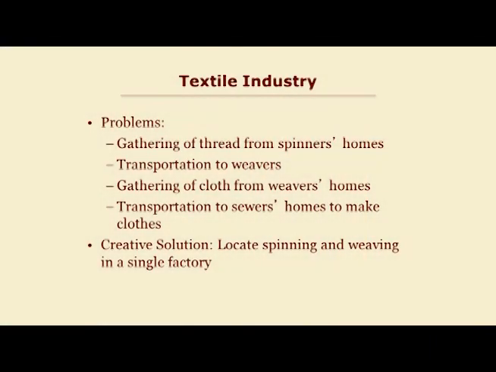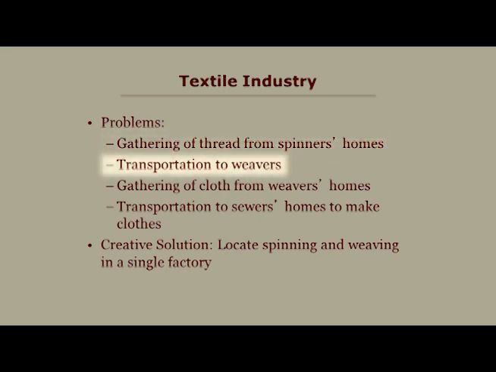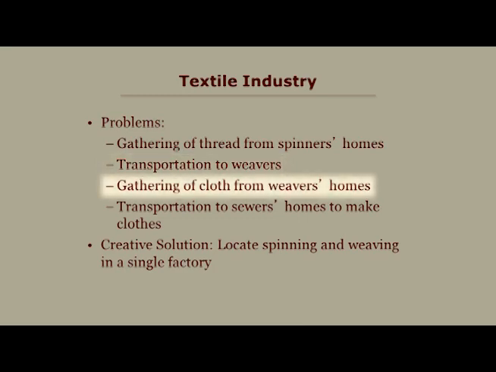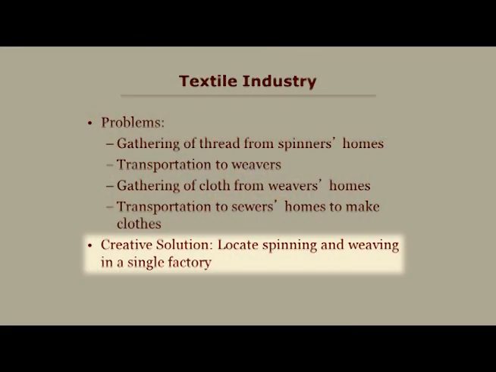Now, here was a problem. You had to gather the thread from the spinners' homes, transport that thread to the weavers, gather the cloth from the weavers' homes, transport that to the sewers' homes to make clothes. That took a lot of time and a lot of transportation, and so that problem was solved by putting all of it together in a single factory.